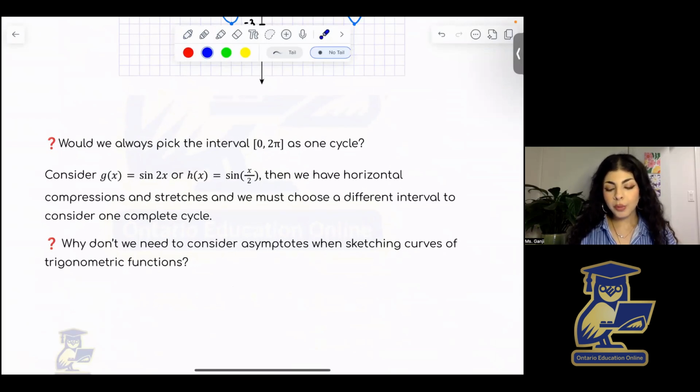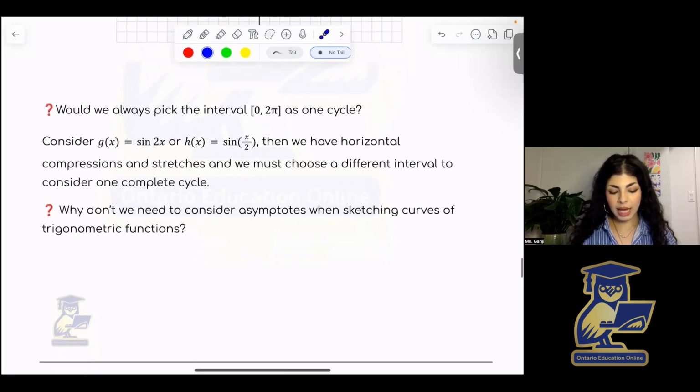When you have a horizontal compression or a stretch, you don't actually choose this interval. The reason I chose this was because I only had a vertical stretch as well as a translation. And even if you have a reflection as well, you can use this interval. But once you have horizontal compression and stretches, so the input value of your trig function is no longer x, then you have to choose a different interval to consider one complete cycle with respect to that compression and stretch.